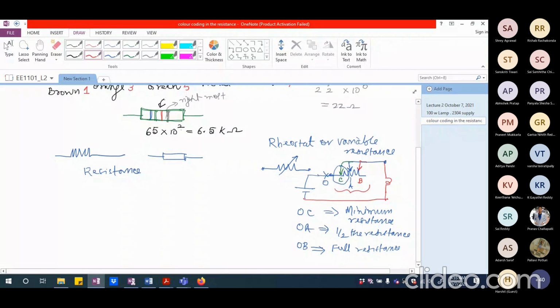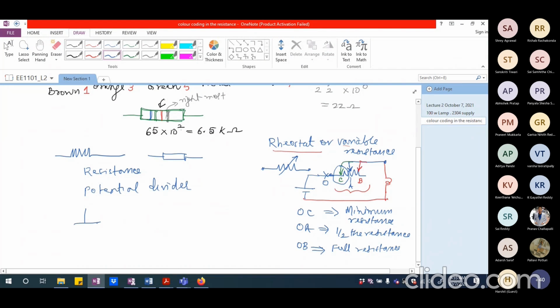So a rheostat is a variable resistance which comes in very handy in the laboratory for increasing or decreasing the value of current through a circuit. There is one more application of resistance which we call a potential divider.